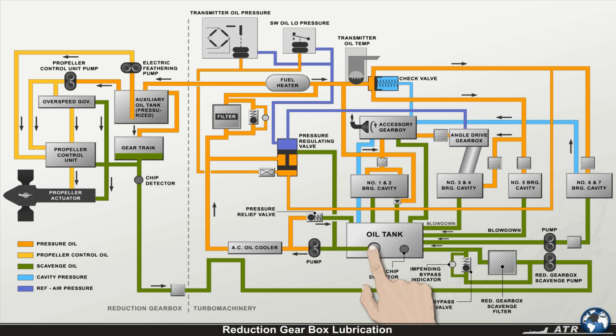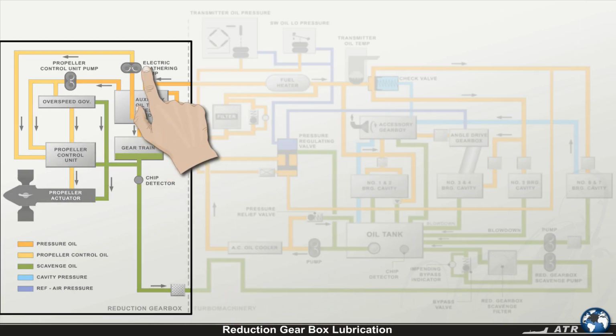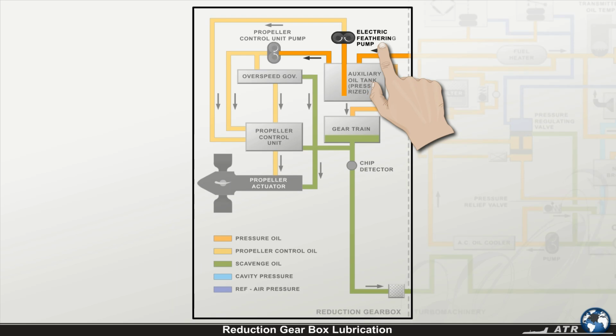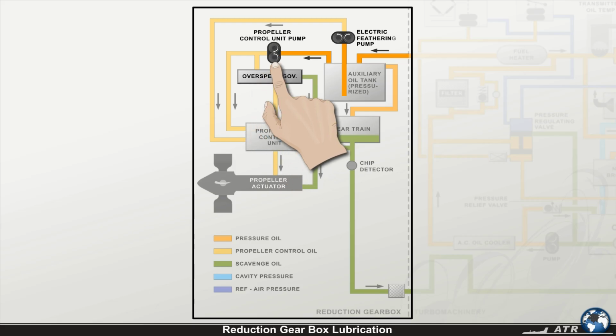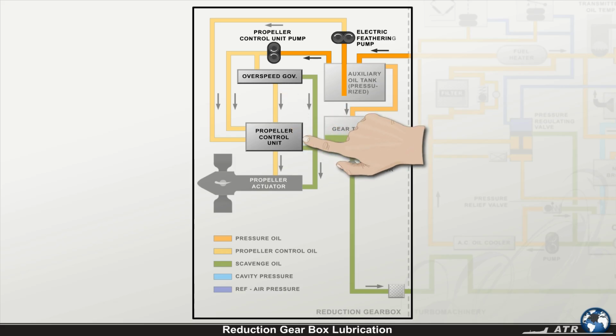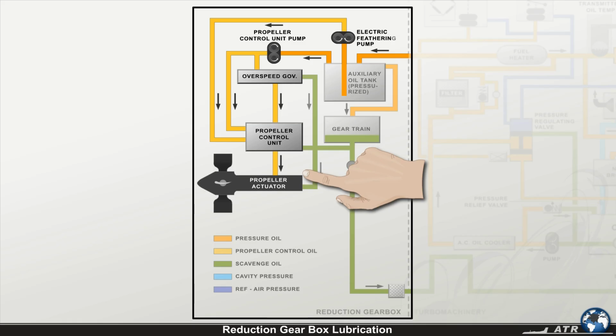Oil from the tank flows by internal passages and tubes to the electric feathering pump, to the overspeed governor, and to the propeller control unit pump, also called the PCU pump. The propeller control unit receives pressurized oil from the electric feathering pump and the PCU pump, and receives a signal oil pressure from the overspeed governor to control the propeller pitch mechanism.